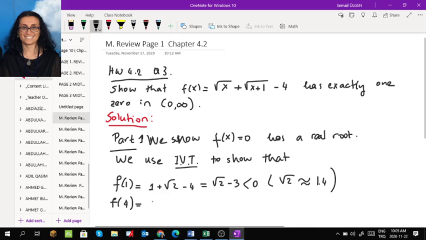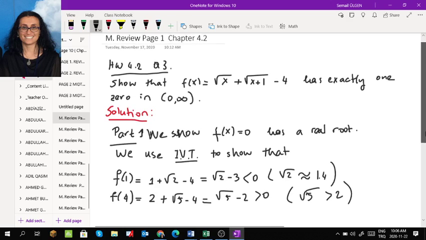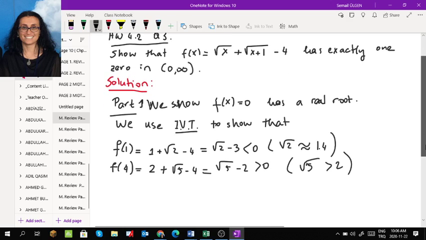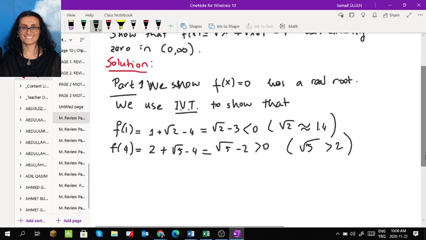f of 4 is square root of 4, which is 2, plus square root of 5 minus 4. So this is going to be square root of 5 minus 2. Square root of 5 is bigger than 2, so this is definitely greater than 0, right? Okay, so we found 2 points where it takes positive and negative values.